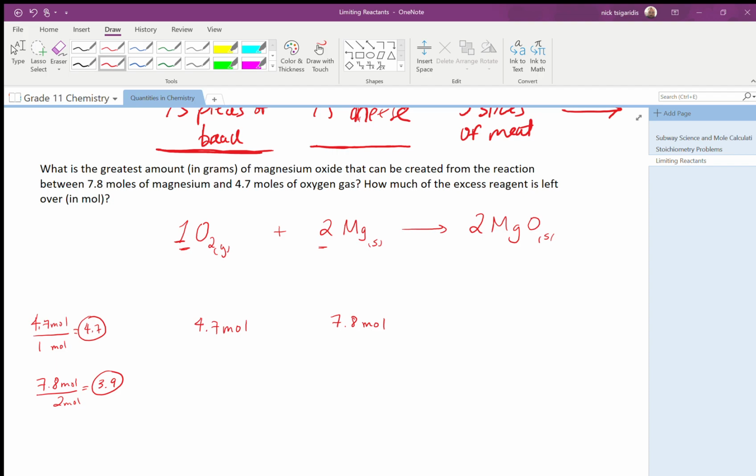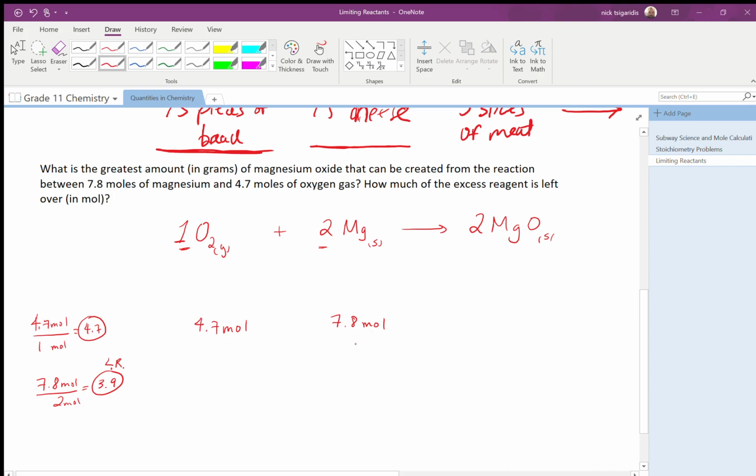So you'll notice that the smaller number here is 3.9. So I have 4.7 and 3.9. The smaller number tells us that this is the limiting reactant. Now that looks a little bit confusing because I have 7.8 moles, which is greater than 4.7 moles. Why is it that the magnesium is going to run out first?